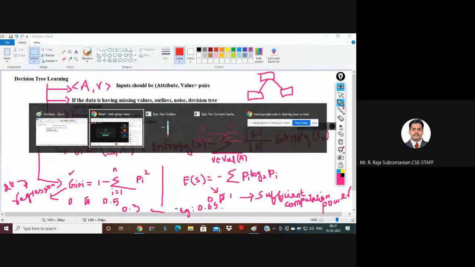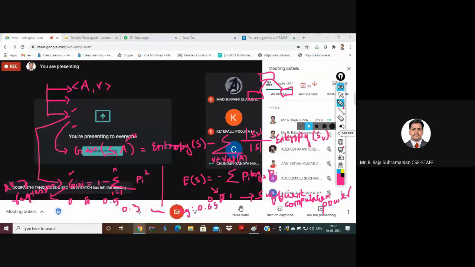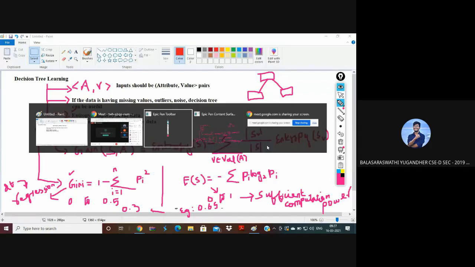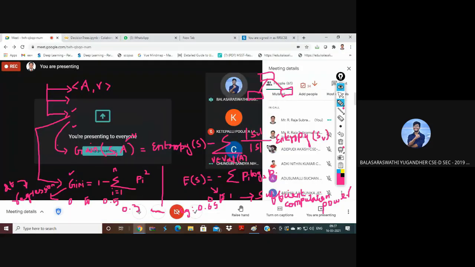Information gain formula? Very simple, right? Entropy of S minus the summation over v belonging to the values of A, of the entropy of the subset after splitting.